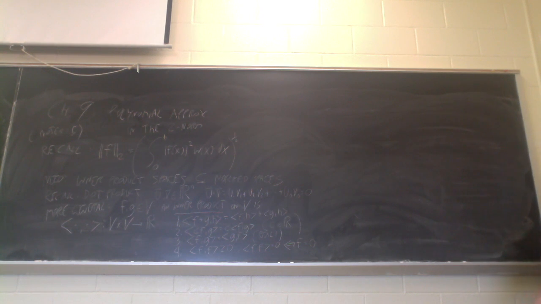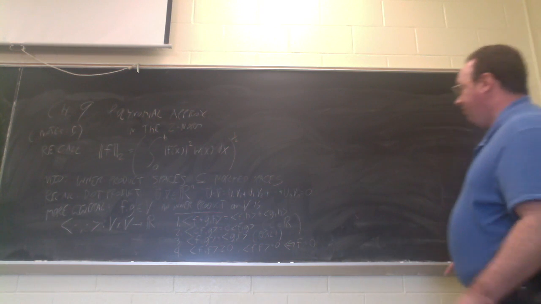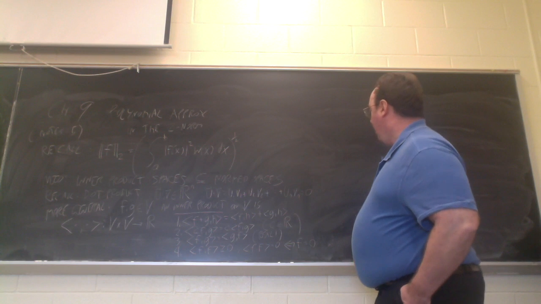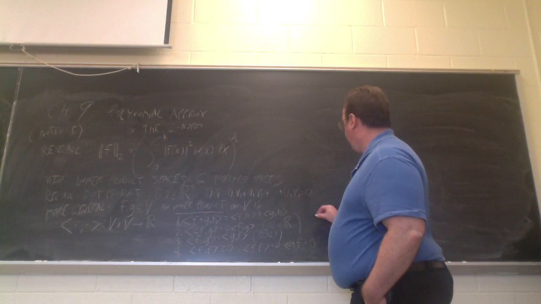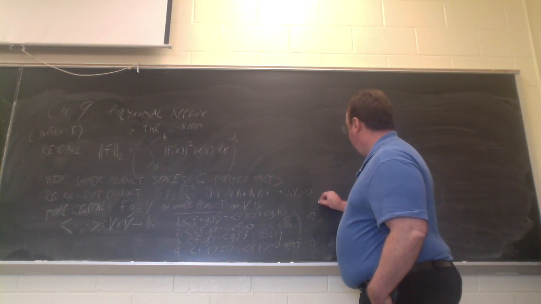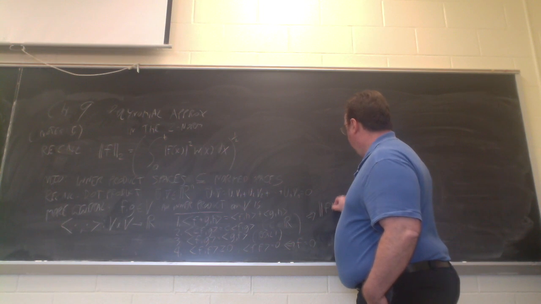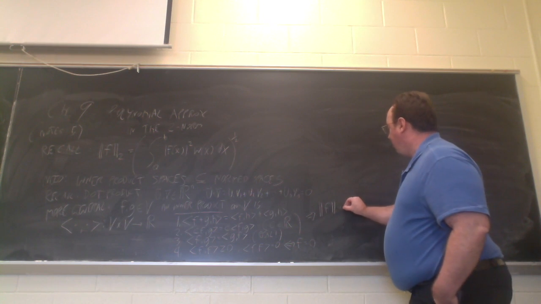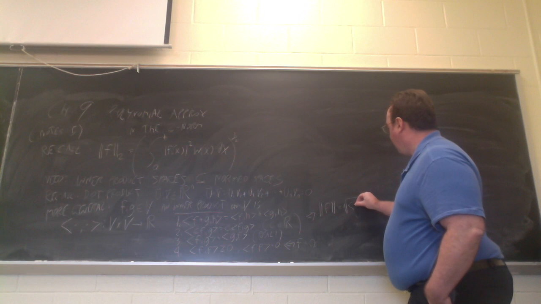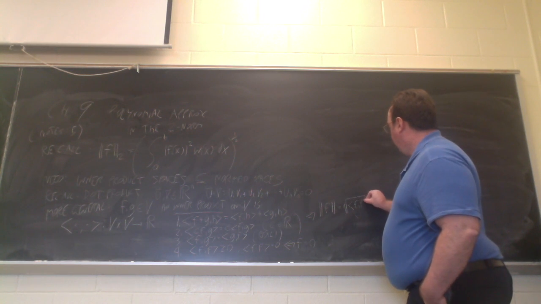So if you have an inner product space, then it's perfectly natural to use this last property to define a norm on a vector space. So it would be the square root of the inner product with itself.